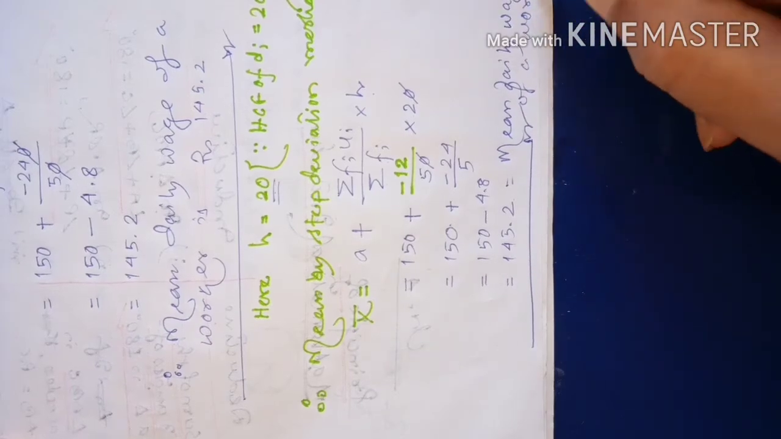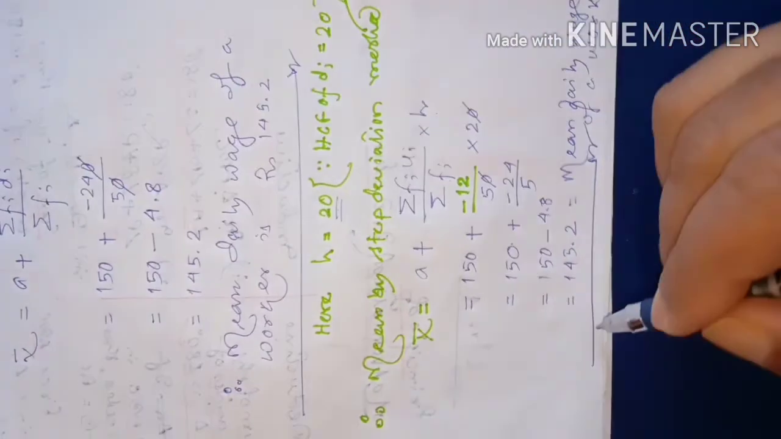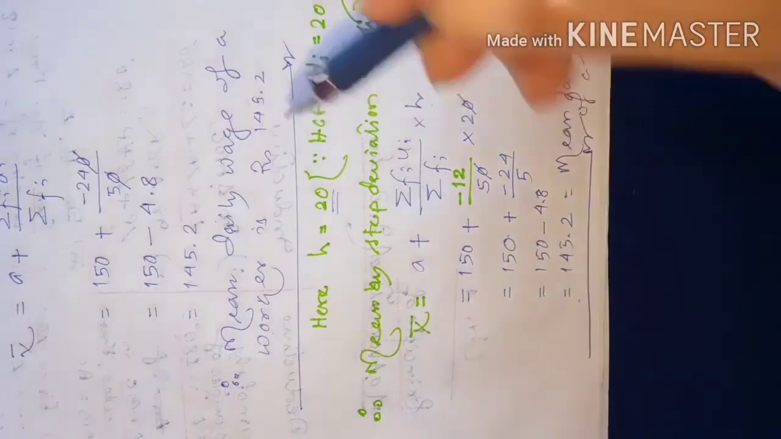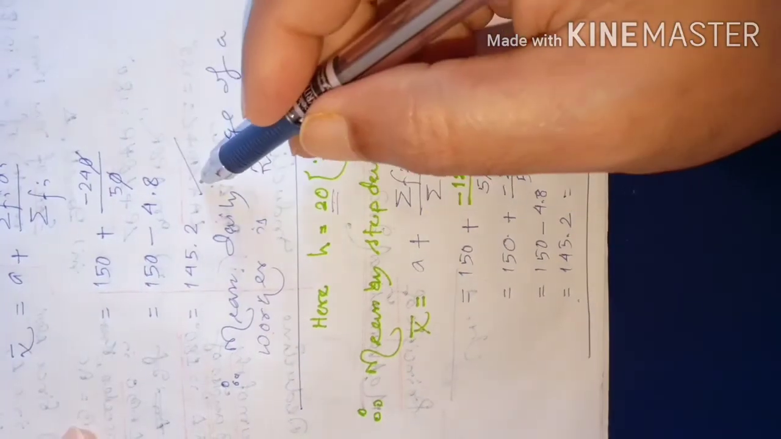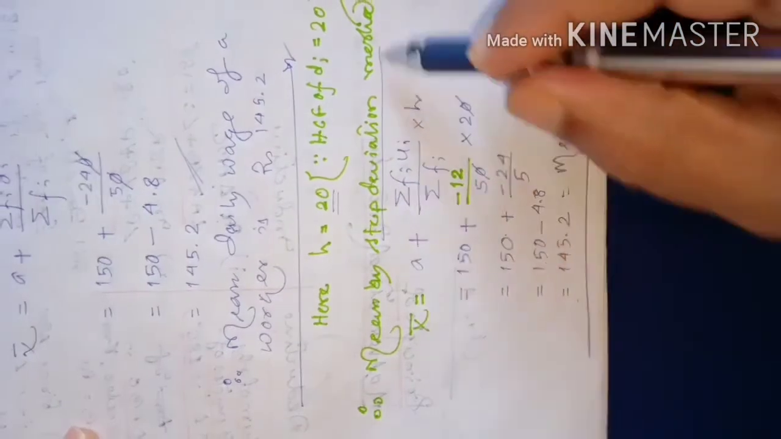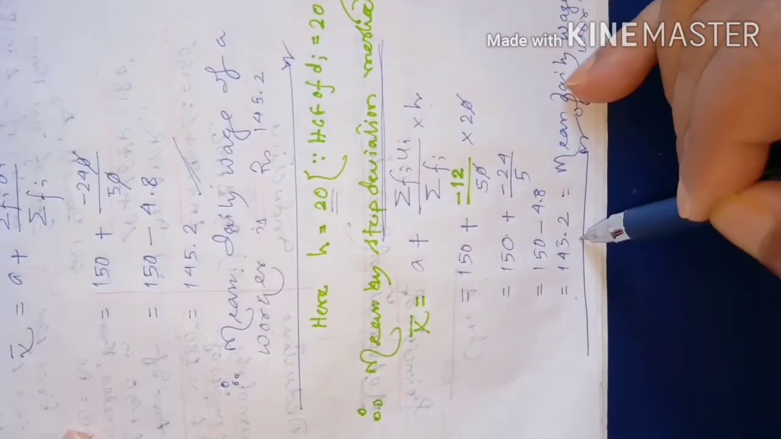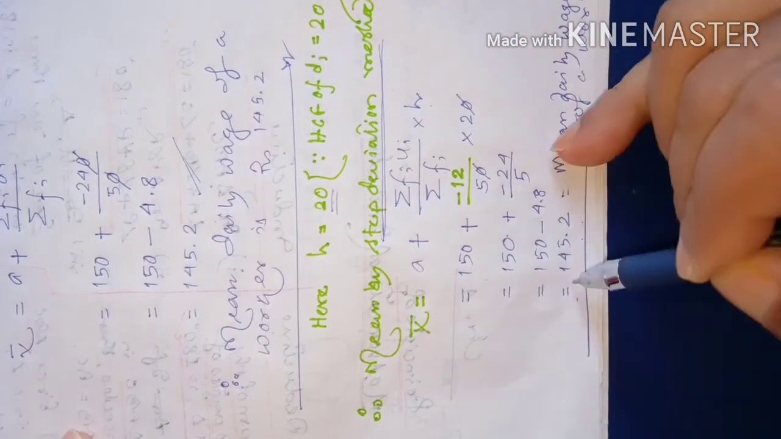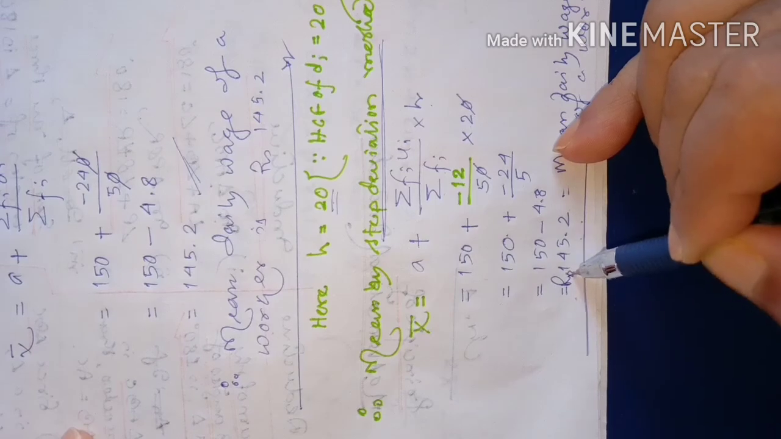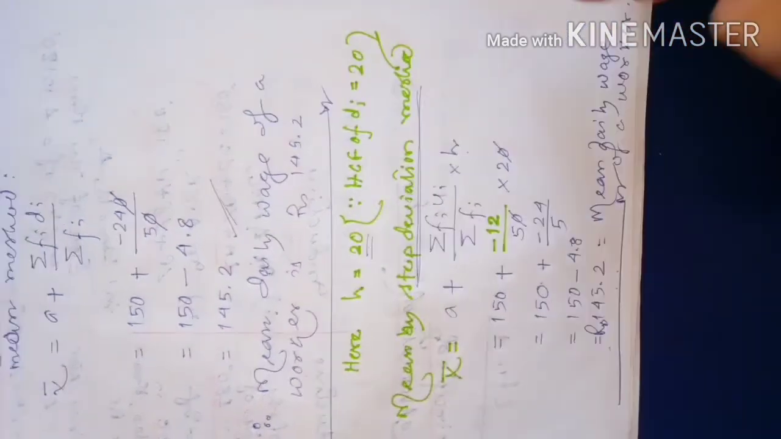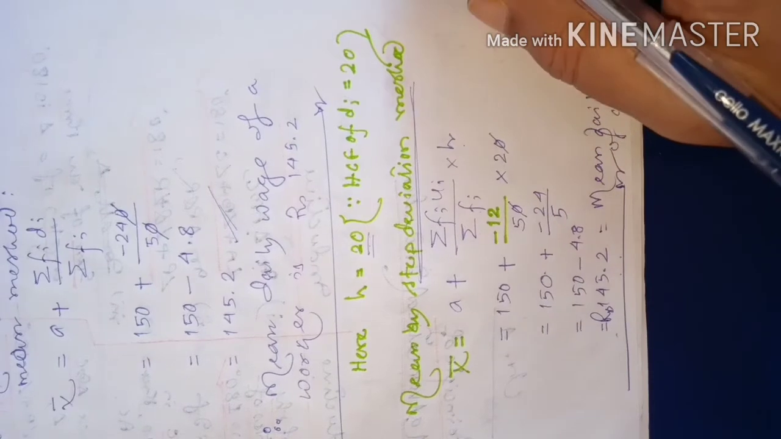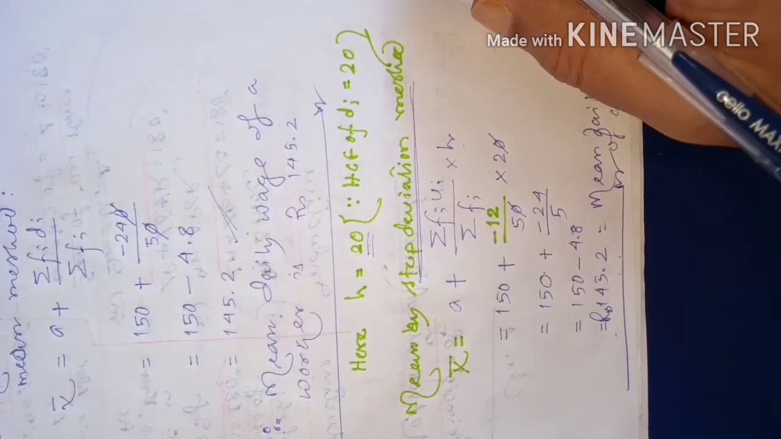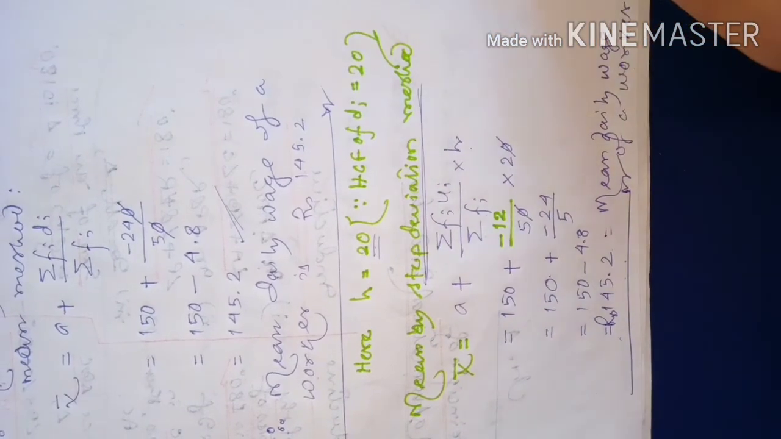So dear students, what did you notice here? Same answer is there. Whether you apply the first method, or the step deviation method, the answer is the same, 145.2. This is in rupees. So there will be the same answer. Any one of the two methods you apply, or any one of the three methods you apply, the answer will remain the same. So therefore you can adopt any one of the methods.